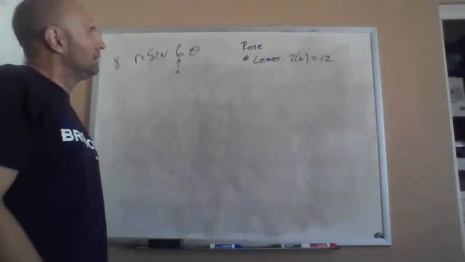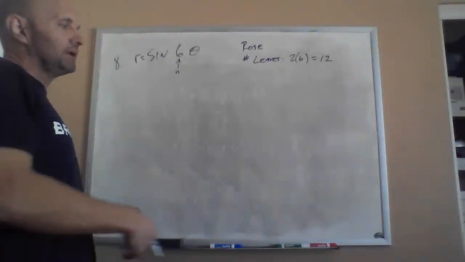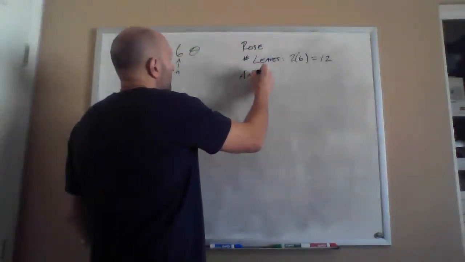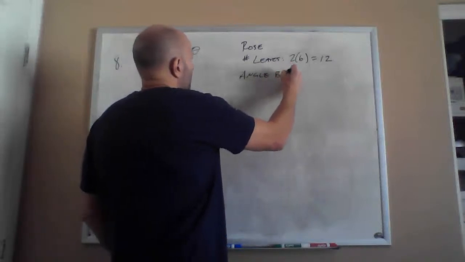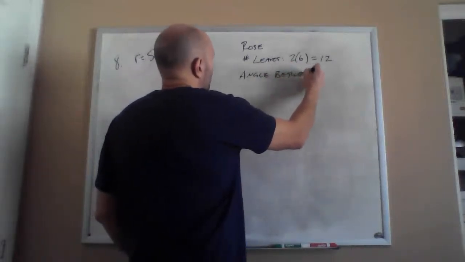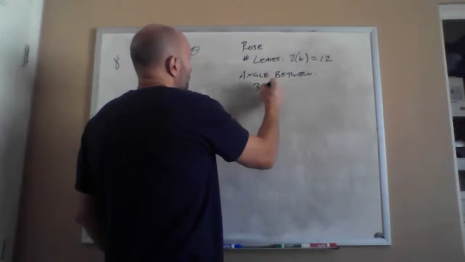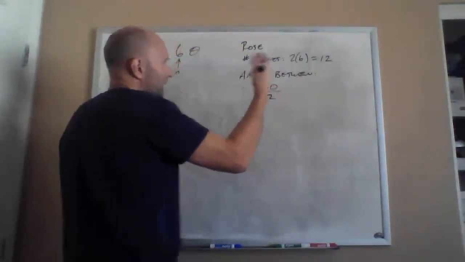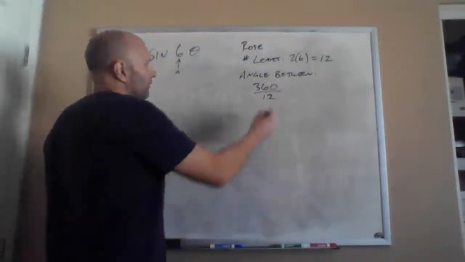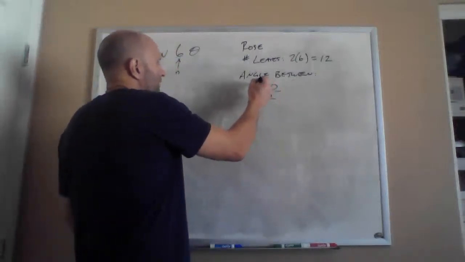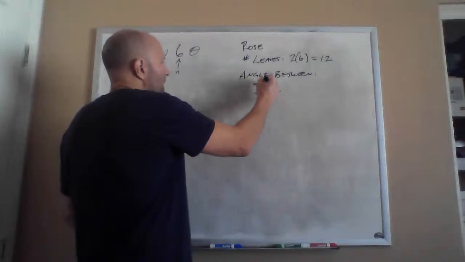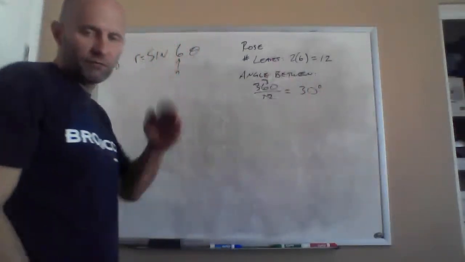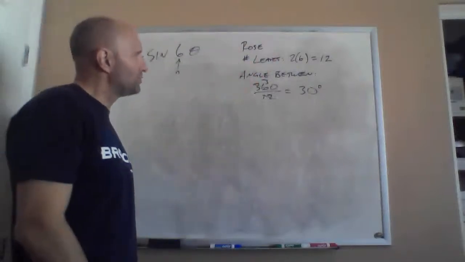Now, we have 12 leaves around the entire unit circle, so what's the angle between them? It's simply 360 degrees, the whole circle, divided by how many leaves we have, 12. 36 divided by 12 is 3, so 30 degrees between every leaf. So they're stacked right next to each other.